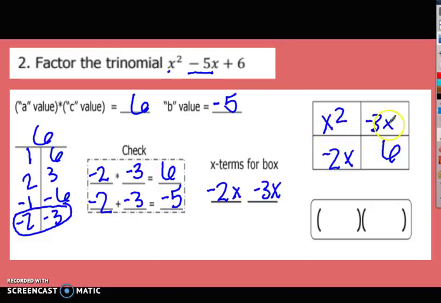Alright, what is the GCF of x squared and negative 3x? x. Okay, pulling out a negative, what about the 2x's? Negative 2. Okay, so what's the GCF of x squared and negative 2x? Okay, pull out your negative. What is the GCF of 3x and 6? 3. So that gives x minus 2 times x minus 3.